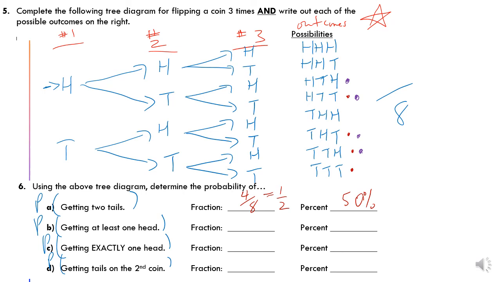Getting at least 1 head. So at least 1 head could be that one, that one, that one, that one, that one, that one, that one. Basically all of them except for the last one. So 7 out of 8, which that's already reduced. And then as a percent, 7 divided by 8 times 100, 87.5%. And then we already did the exactly 1H, which we got 4 out of 8 and 50%.